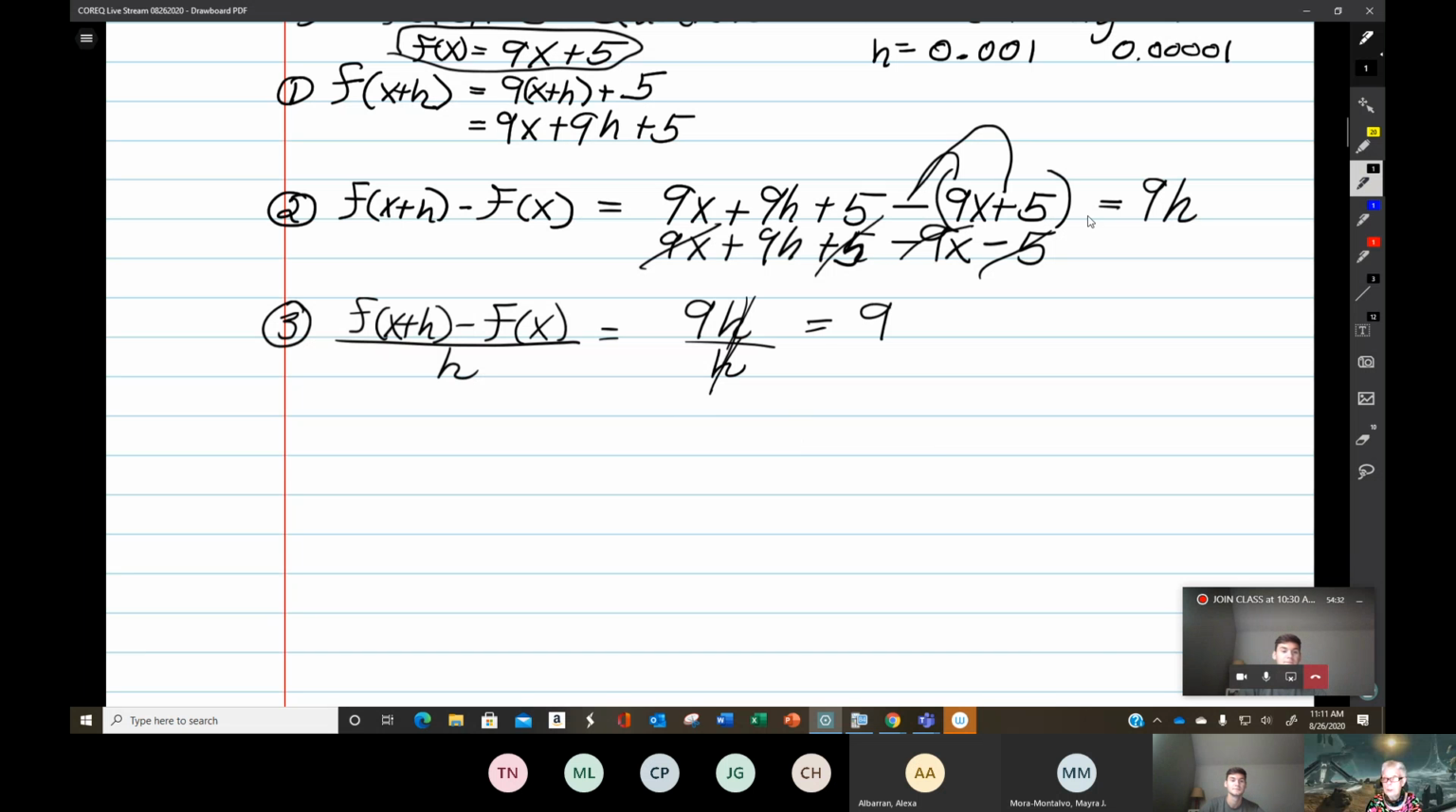If you had not put your parentheses in at this stage, your answer would be 9 plus 10 over h. And that would be wrong.